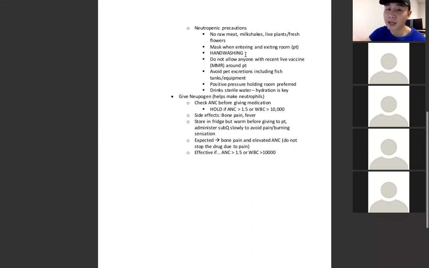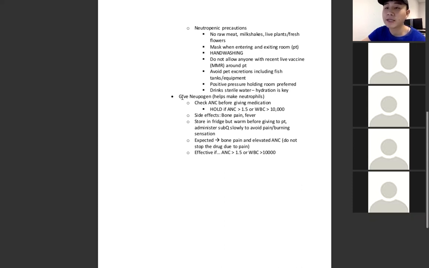of patient, hand washing, do not allow anyone with recent live vaccine, MMR, rubella around the patient, avoid pet excretion, including fish tanks and equipment. Positive pressure holding room is preferred, drink sterile water, hydration is key.